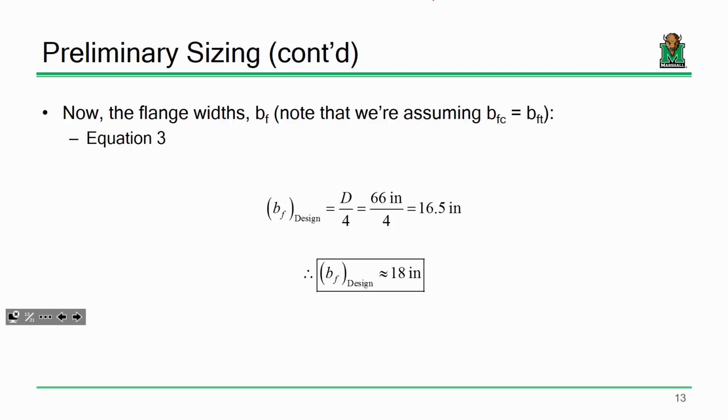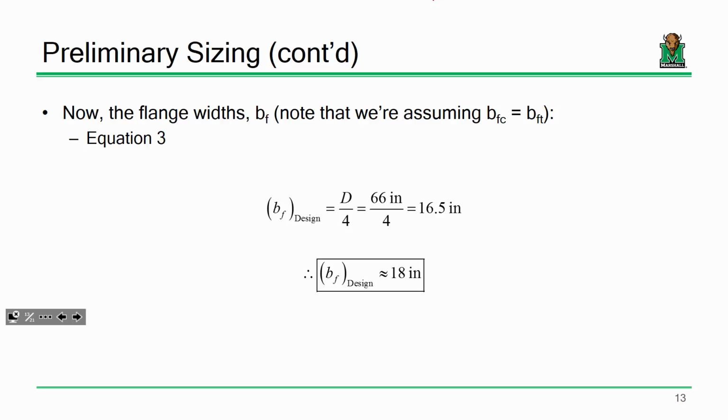All right, flange widths. Now I'm going to assume that the tension flange and the compression flange have the same width, so I'm starting with B sub F. You can say B sub FC, but it's all the same. And I'm saying that's going to be D over 4, backing that D over 6 limit off a little bit. So 66 over 4 is 16.5 inches. I'm going to round that up.